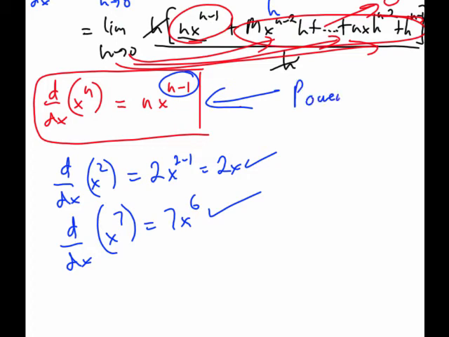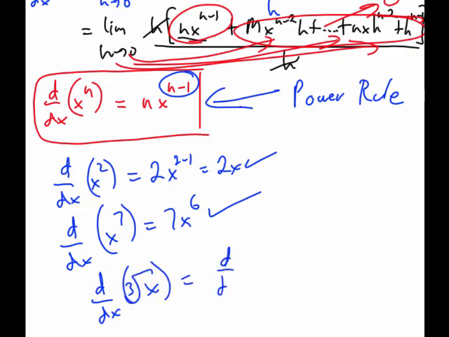And we can use it for a variety of things. We can use it for powers, for radicals. So what if I had the cube root of x? I could write my cube root as x to the 1/3. And then applying my power rule, it would be the power 1/3 x to the 1/3 minus 1, which would be 1/3 x to the negative 2/3.